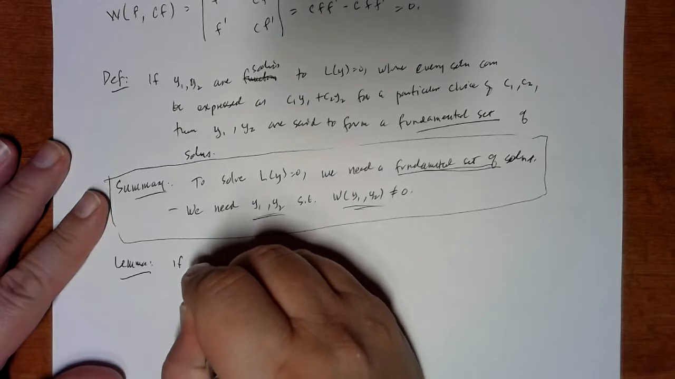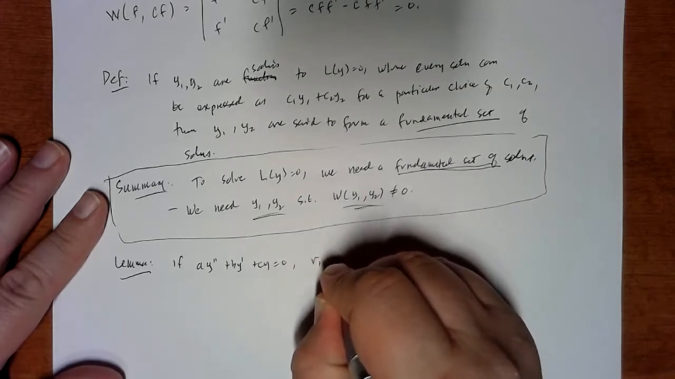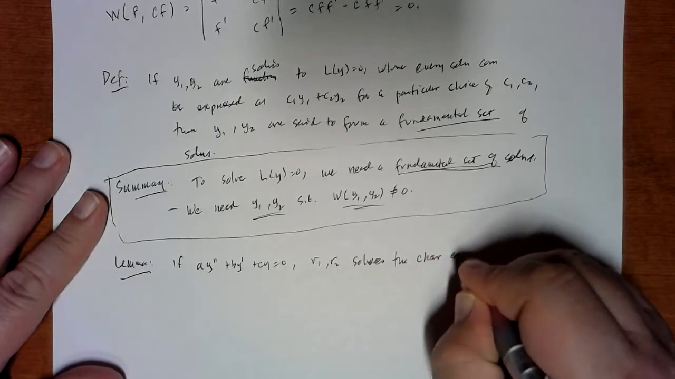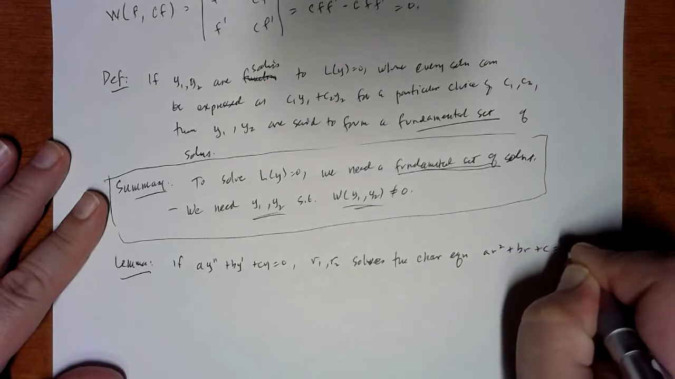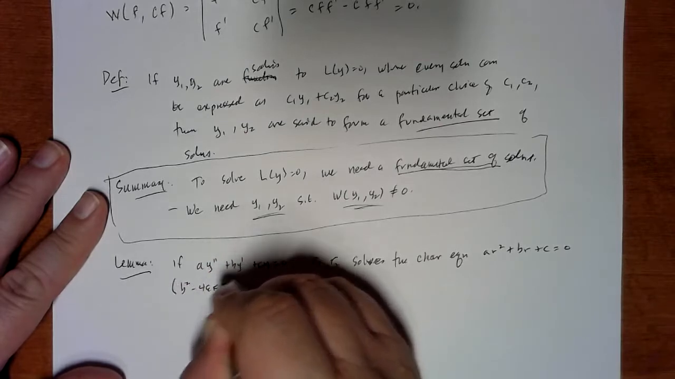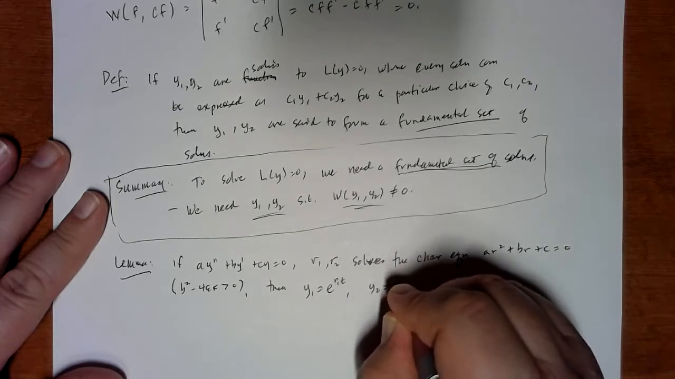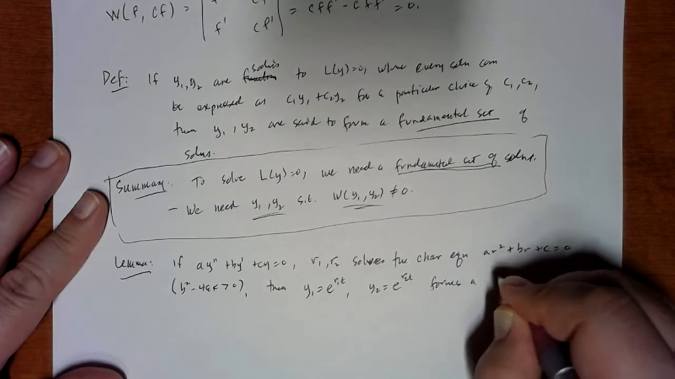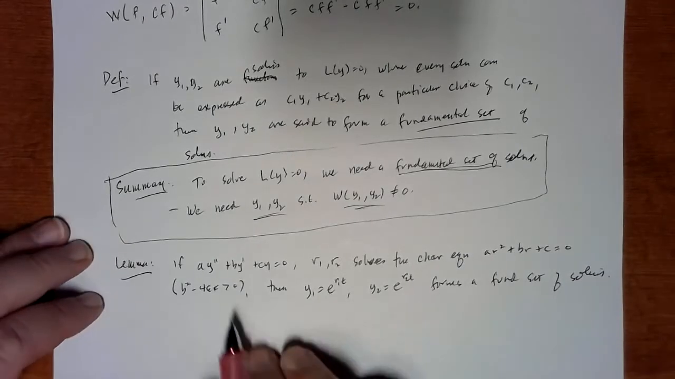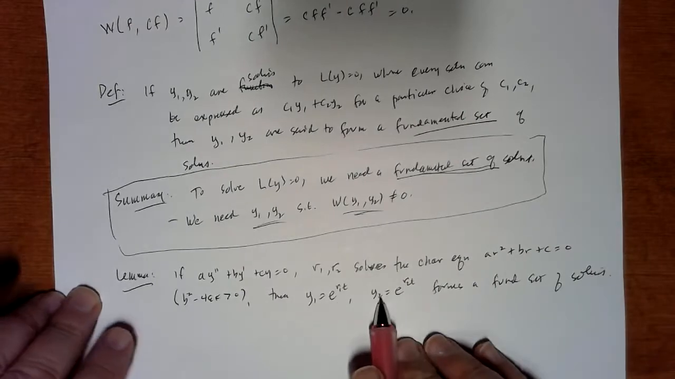And so, by the way, just to give you a little bit of a lemma here, if we have ay double prime plus by prime plus cy equals 0, where r1 and r2 solve the characteristic equation ar squared plus br plus c equals 0. Now remember what the condition was for that? B squared minus 4ac is greater than 0. Then y1 equals e to the r1t and y2 equals e to the r2t form a fundamental set of solutions. Good. And so therefore we can write the entire family of solutions to this differential equation as c1 y1 plus c2 y2.